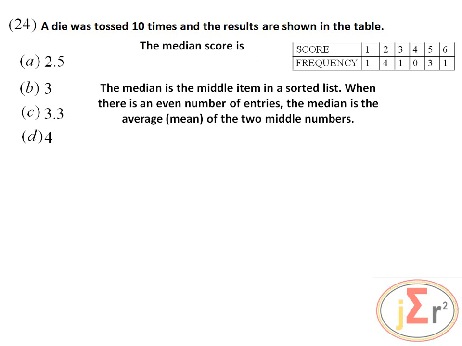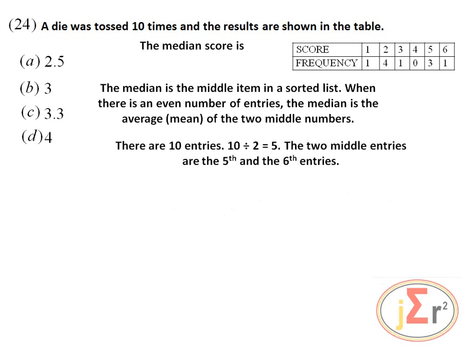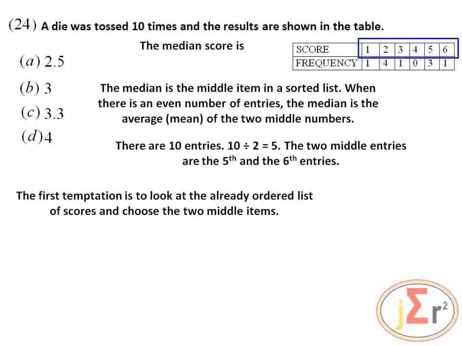usually have two middle entries. So to find the median in that particular case, we add the two middle entries and divide by 2. So there are 10 entries. 10 divided by 2 is equal to 5. The two middle entries are the 5th and the 6th entries.